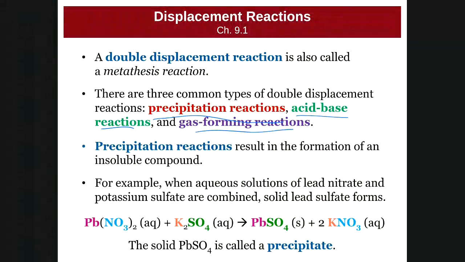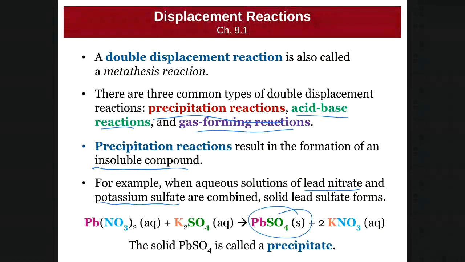And then these are all the things that we've seen in our evidence of a chemical reaction: the formation of a precipitate or the formation of a gas. So these are double displacement reactions. Precipitation reactions, to start, result in the formation of an insoluble compound. So that is the formation of a solid from the mixture of two aqueous solutions. So when you have aqueous solutions of lead nitrate and potassium sulfate, for example, we form solid lead sulfate.